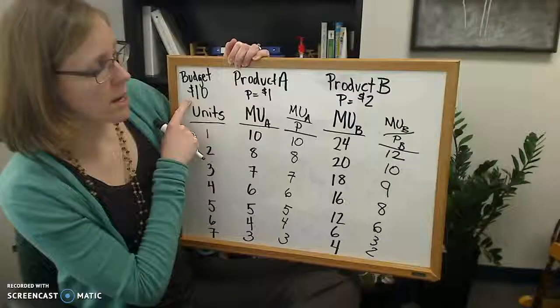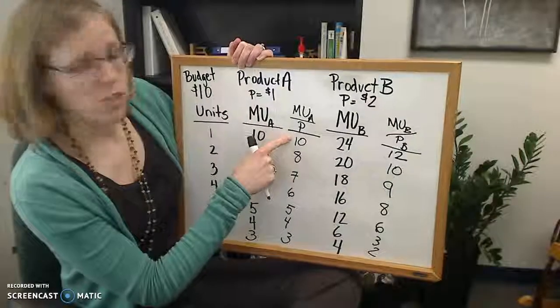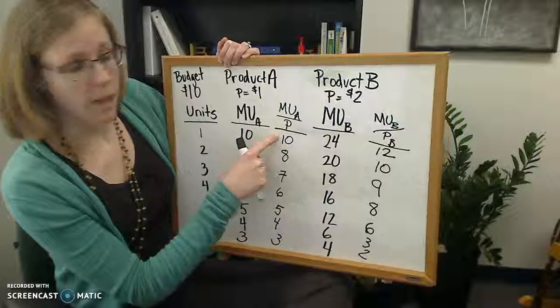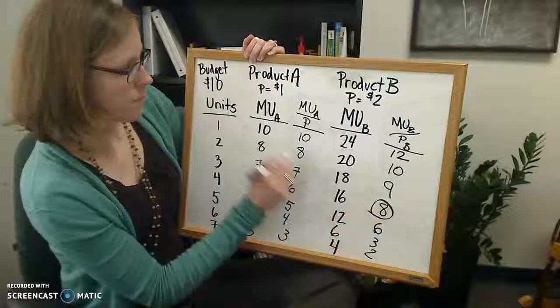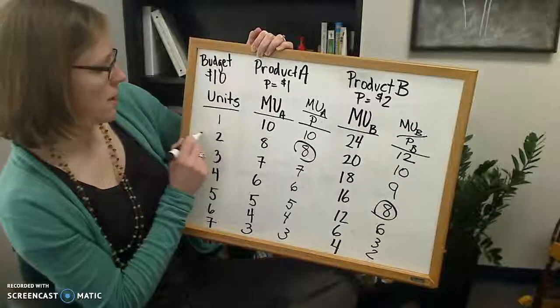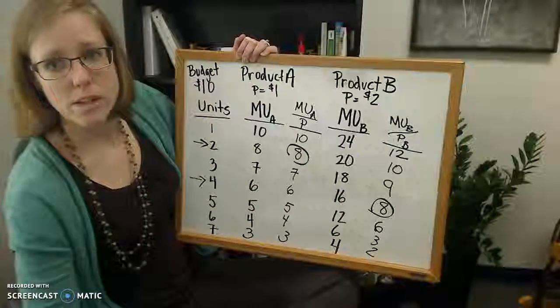And we've also managed to find a utility maximizing point where the marginal utility of A divided by the price of A is equal to the marginal utility of B divided by the price of B. So the answer here is 2 units of product A and 4 units of product B.